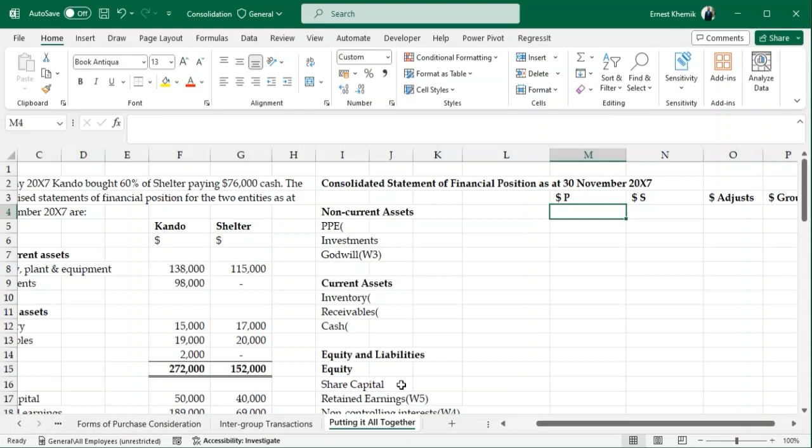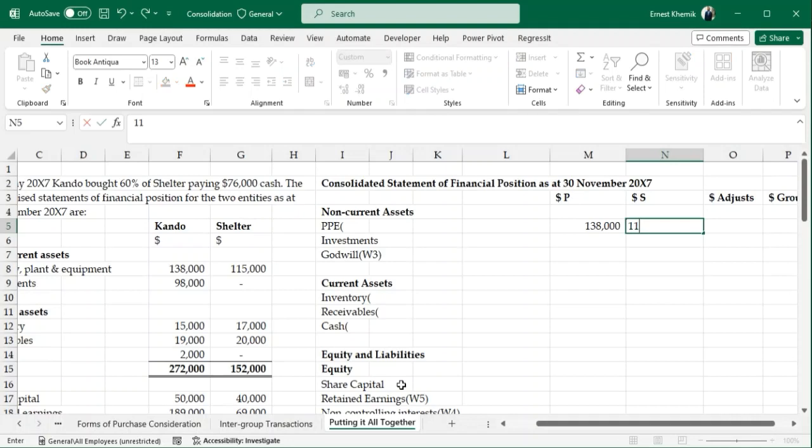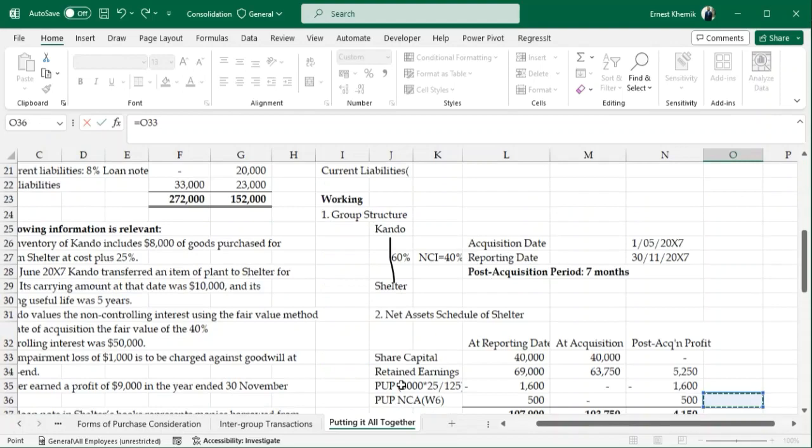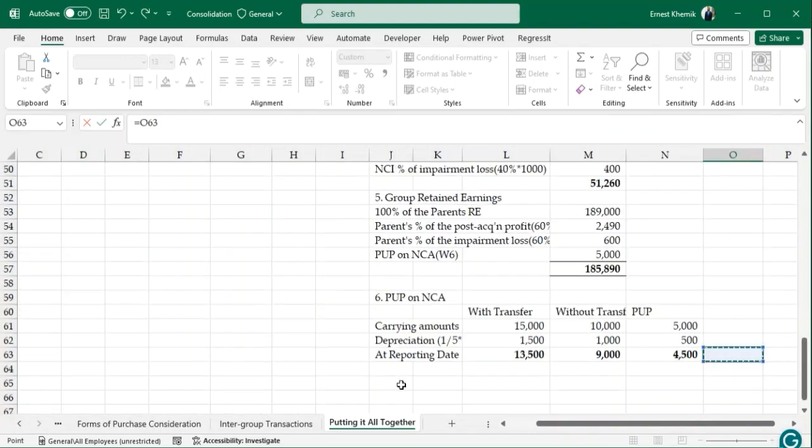So for the parents, the PPE, they are going to take the parents figure, which is 138,000, and then the subsidiaries, which is 115,000, and then we are going to adjust it for the net provision of unrealized profits on the non-current assets that we have here, this particular amount here, we're going to adjust it for this amount.